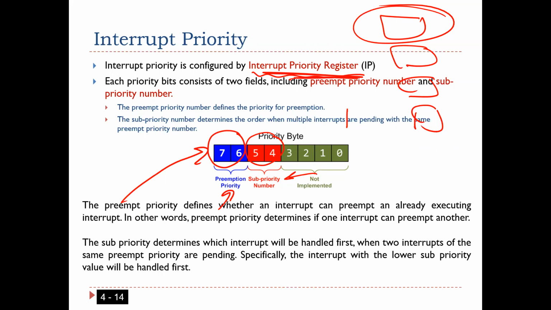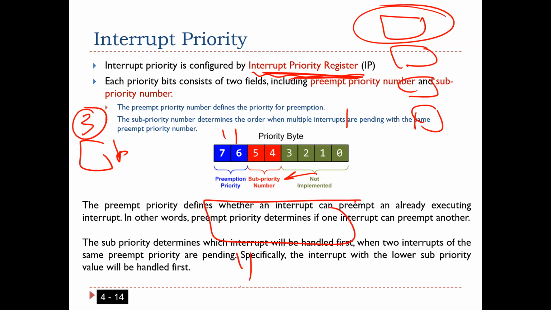Let me make it very easy. If I'm executing an interrupt subroutine with the preemption value 3, for example, and another one came with 3 as well, should I leave this interrupt and go execute the other one? The answer is no. In order to leave this one and execute the other, the preemption priority has to be higher, which means the value is lower, for example 1. If 1 comes, I'm going to leave this one and go execute 1. So these 2 bits determine when preemption can be done. Again, this is one thing.